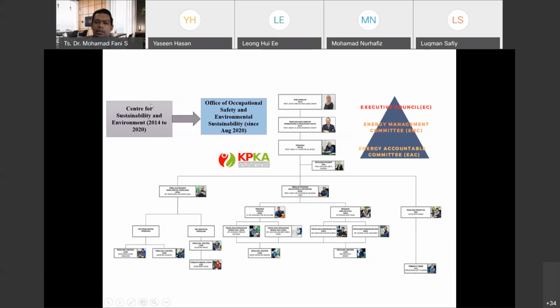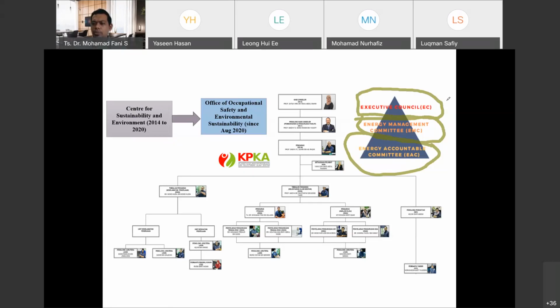This center has been converted to an office and combined with occupational safety and environment sustainability. So in UTM, we have the EAC as the Energy Accountability Committee, the EMC, and the other part, the Executive Council.